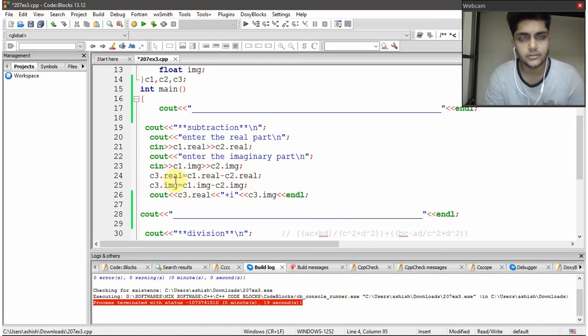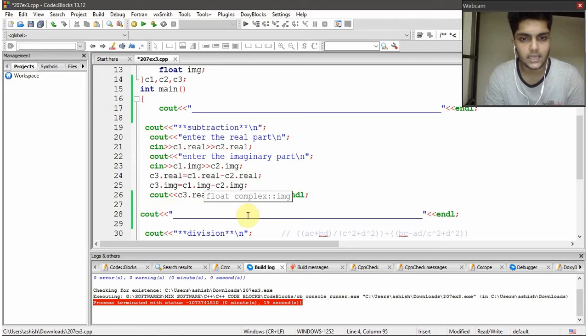And this is the formula through which we are going to perform our subtraction, that is c3.real will be the resultant real part of the complex number, and then c1.real minus c2.real. Then the same case for the imaginary part also, that is c3.imaginary equal to c1.imaginary minus c2.imaginary.